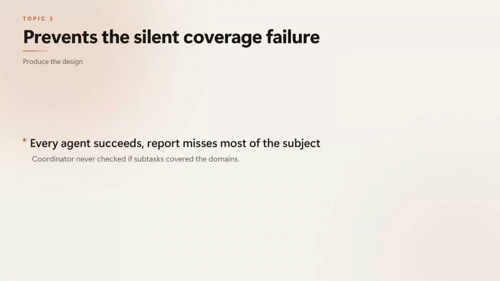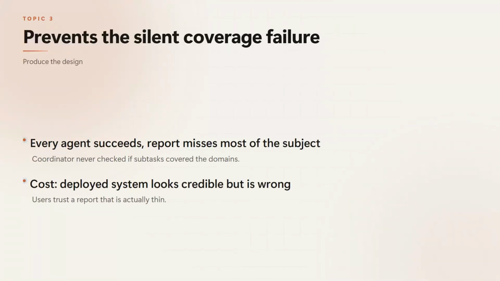Without these constraints, you get the silent coverage failure. The coordinator splits a topic into 3 subtasks, the subagents all return results, and the synthesis weaves them into a coherent report. It looks great. But no one checked whether those 3 subtasks actually covered the topic's domains. In production, that means a deployed system producing reports that users trust, while missing entire areas of the subject. The cost is credibility, and, in high-stakes domains, real-world harm from decisions made on incomplete information.